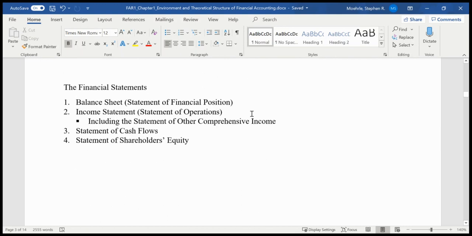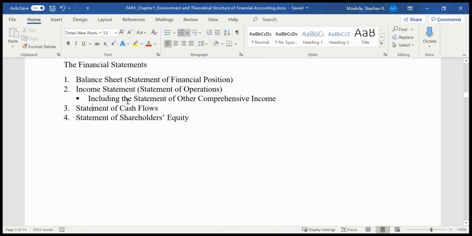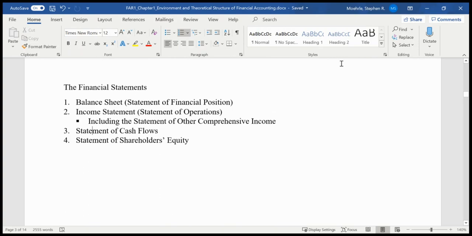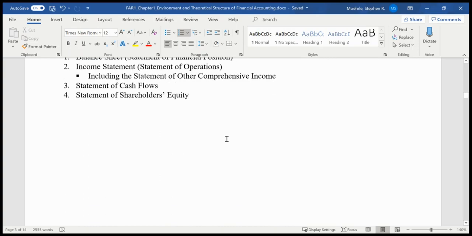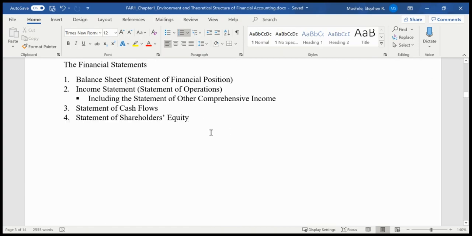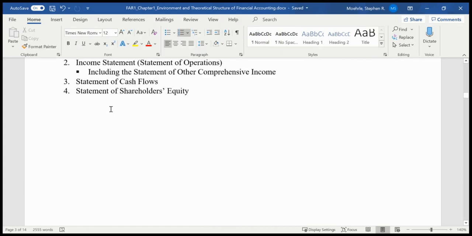Here are the four required financial statements. The balance sheet, also known as a statement of financial position. The income statement, also known as the statement of operations. The income statement includes the statement of other comprehensive income. You'll learn what that means in this course. Statement of cash flows, and the statement of shareholders' equity. Those are the four required financial statements, and we're going to learn how to prepare those.